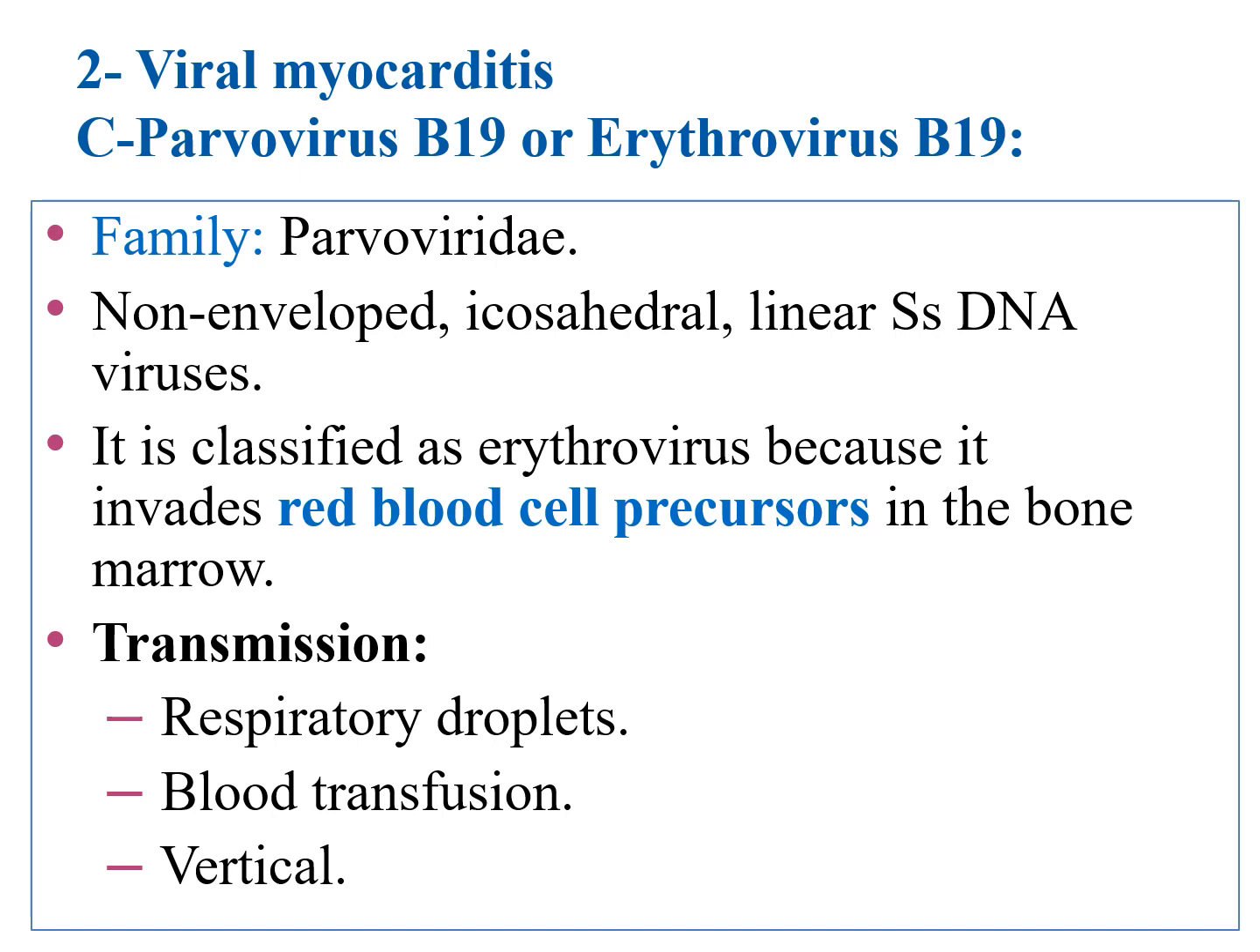Parvovirus B19 is a non-enveloped icosahedral DNA virus. Very few DNA viruses are non-enveloped, so I think that you have to remember this. The parvovirus B19 has a main target in our body, which is the immature RBCs. So red blood cell precursors in the bone marrow are the major target for this virus.